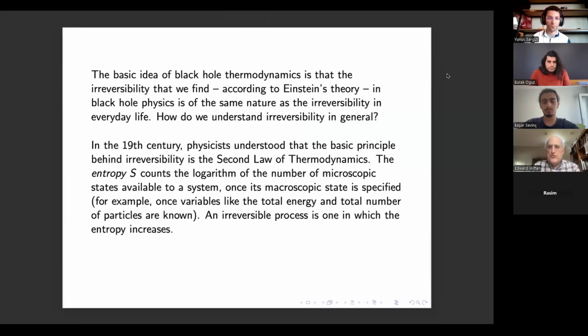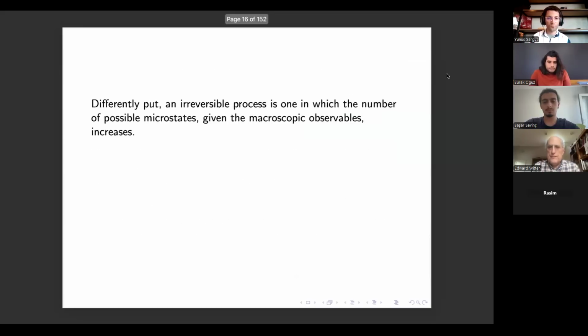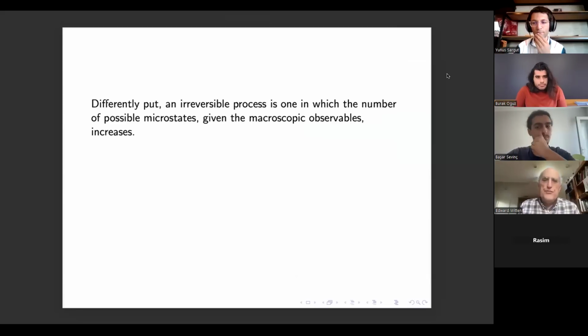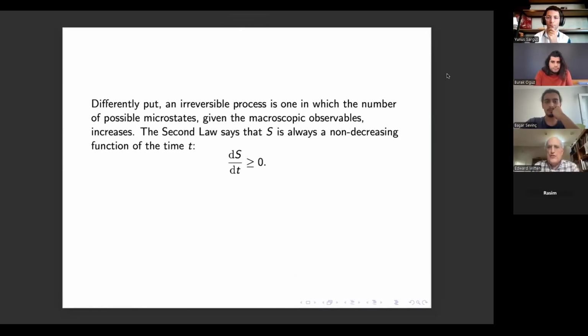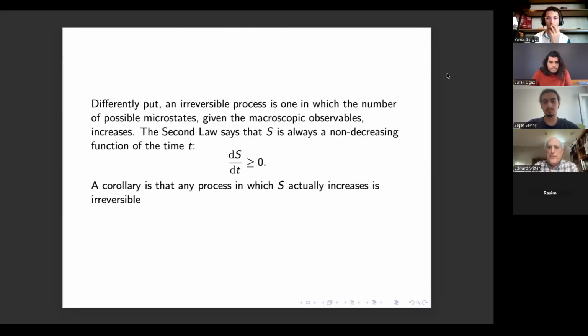An irreversible process is one in which the entropy increases. Differently put, an irreversible process is one in which the number of possible microstates, given the macroscopic observables, increases. The second law says that S is always a non-decreasing function of the time. A corollary is that any process in which S actually increases is irreversible, or at least prohibitively hard to reverse. If you take an irreversible process, meaning one in which the number of microstates increases, to reverse it, there would be states of the system.